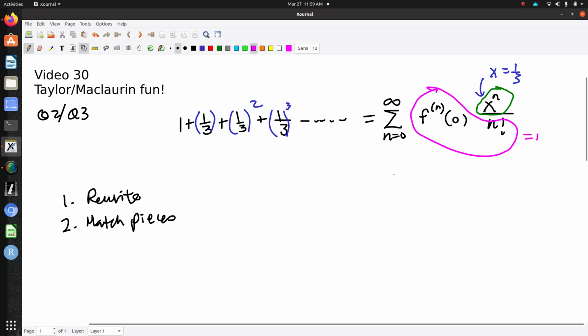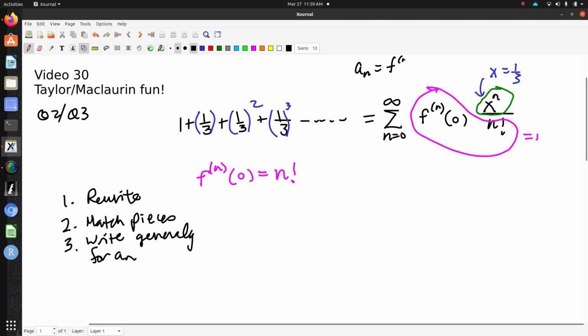Okay, but that's in the denominator, which means the nth derivative at 0 of our function has to actually be equal to n factorial. And you're like, oh my gosh, what does that? I don't know. I mean, I do, but I'm pretending like I don't because maybe I forgot. Now, you're going to write this generally, which I just did, for a_n, so a_n is equal to f^(n)(0) over n factorial, and that equals 1.